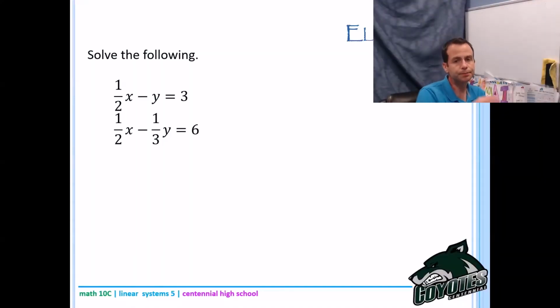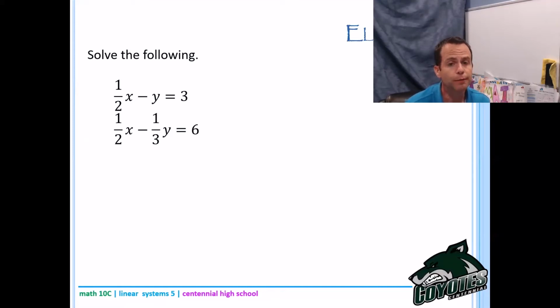Okay, so now this one looks a little scarier because it has some fractions, but I don't want you to shy away from fractions. That being said, if you are a person who is going to naturally shy away from fractions, you could just get rid of them, right? You could take this top guy and multiply everything by 2 and get x minus 2y equals 6. And take that bottom guy and multiply everything by 6, and that would give you 3x minus 2y equals 36, and then go from there and work on that. That is totally okay if you want to do that. I'm not going to do that with this guy.